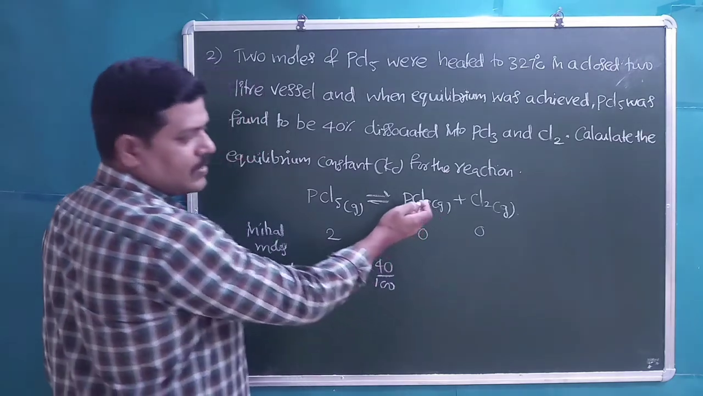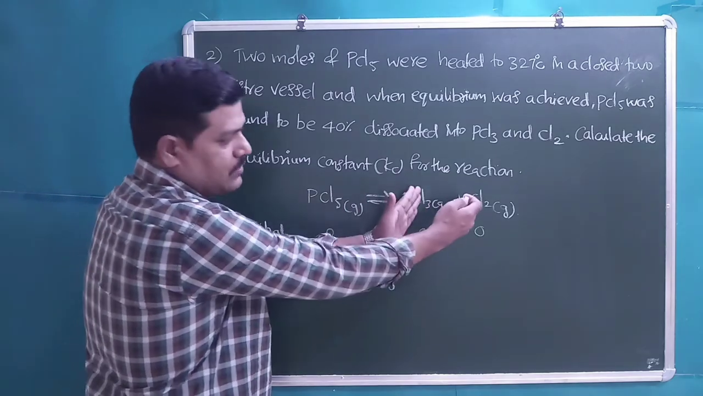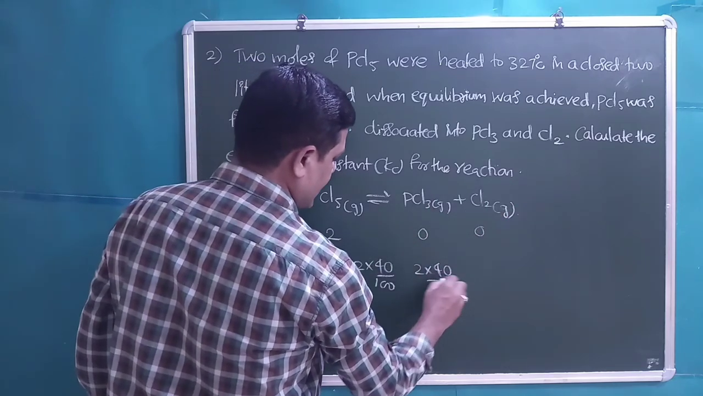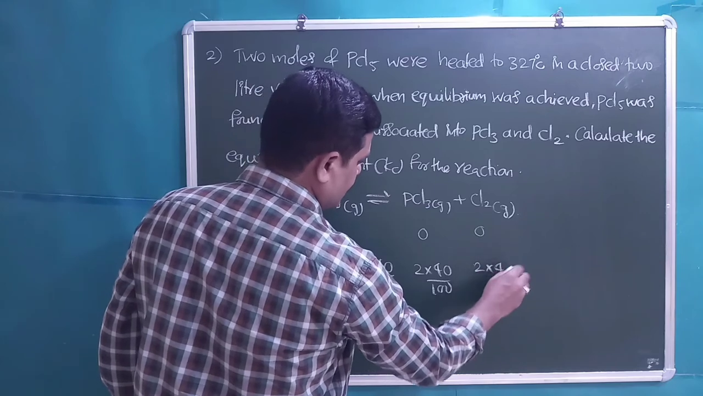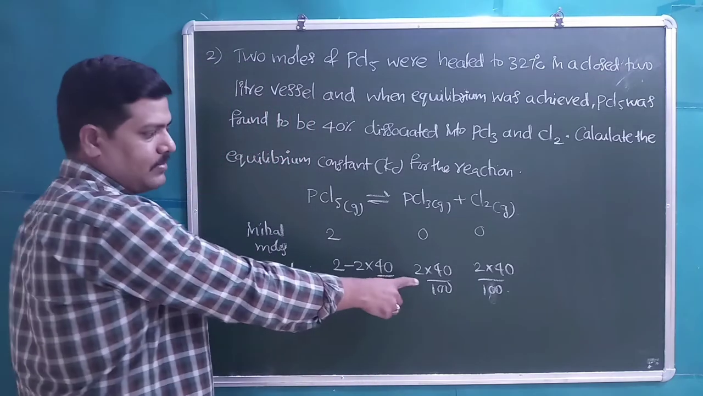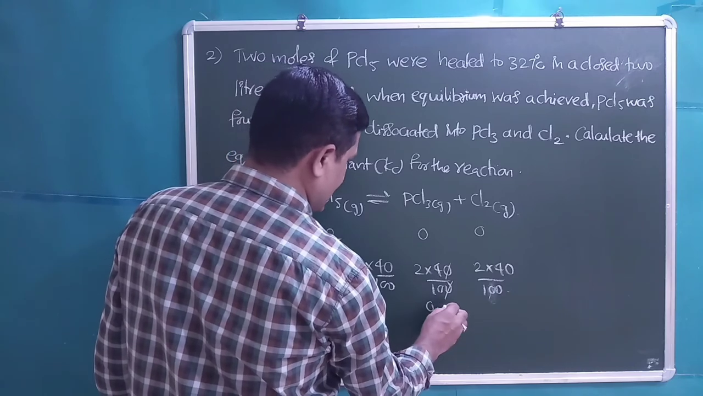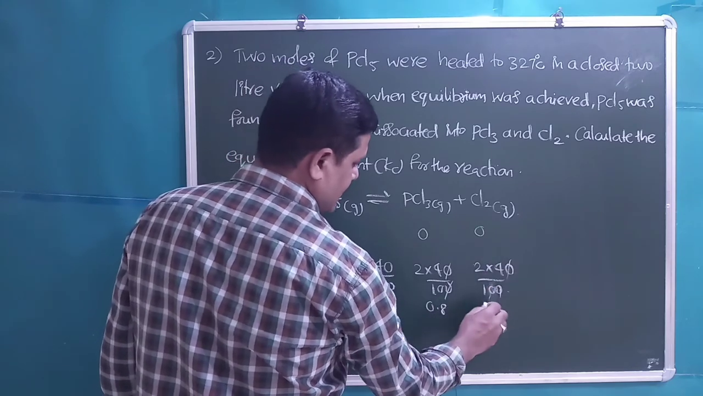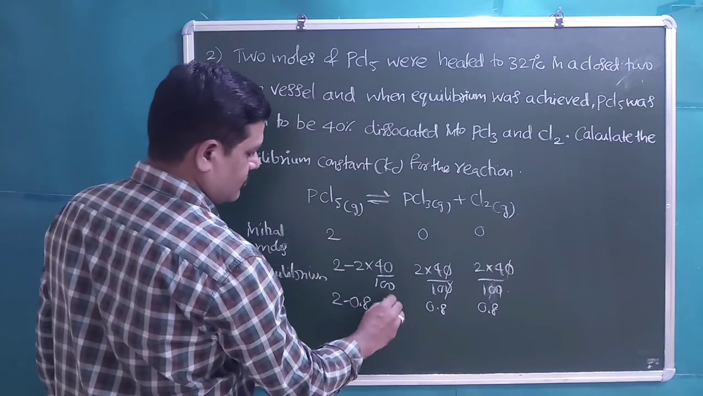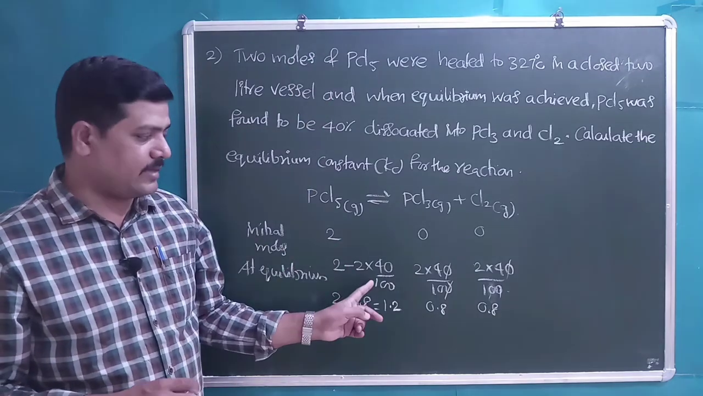Then what is the amount of PCl3 formed? That is the same as the moles of PCl5 dissociated. The same moles of PCl3 and Cl2 are formed. That is 2 into 40 by 100, and this is also 2 into 40 by 100. Students, let us simplify this now. 2 into 40 by 100, the 0 gets cancelled, so 8 by 10, which is 0.8. This is also 8 by 10, which is 0.8. Here 2 minus 0.8 is equal to 1.2.